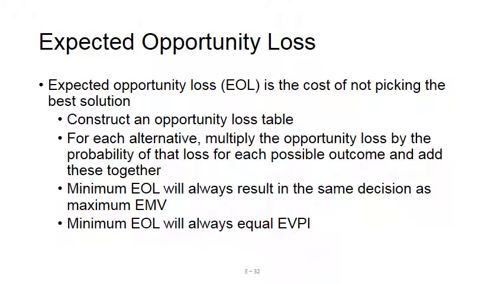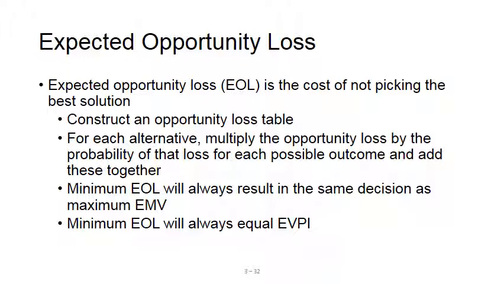An alternative to maximizing EMV is to minimize opportunity loss. To simplify this, we're doing the Minimax regret model, but we're doing it on an opportunity loss table and calculating out the EMVs. An EMV calculated on an opportunity loss table gives us our expected opportunity loss.